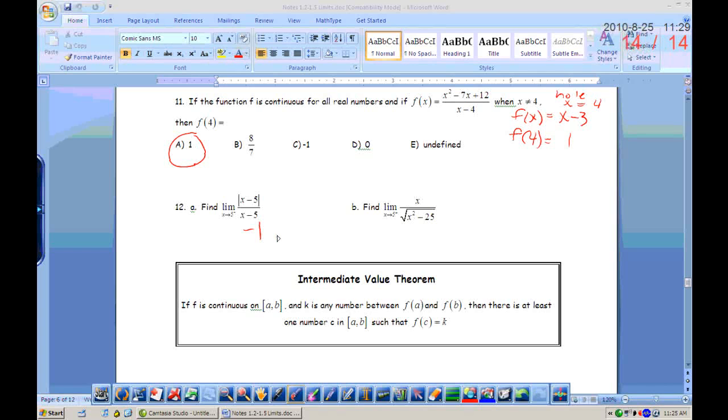Does the limit as x approaches 5 exist? No. The left limit is -1. The right limit is +1. Okay, try B.